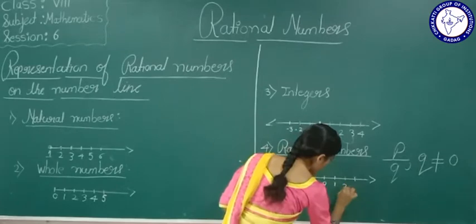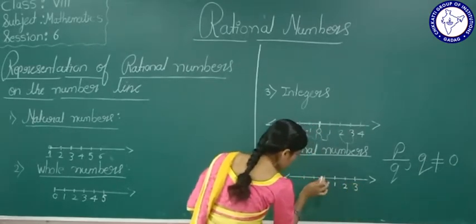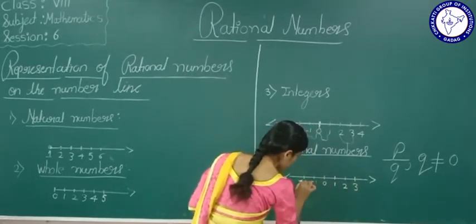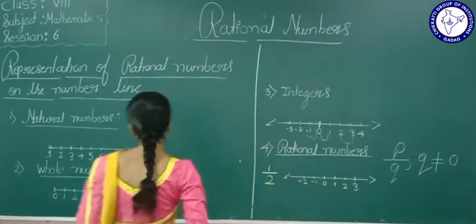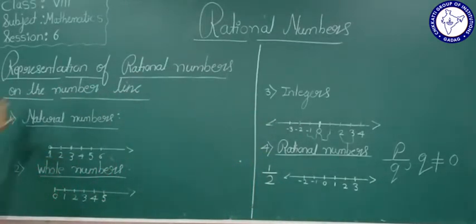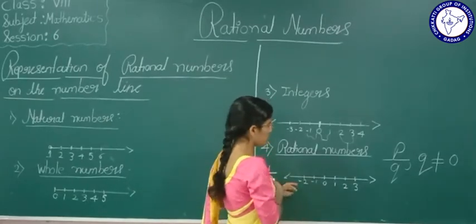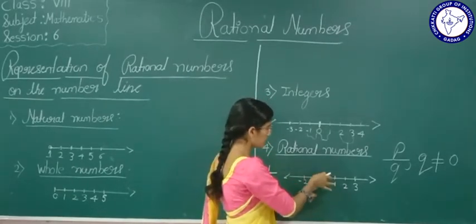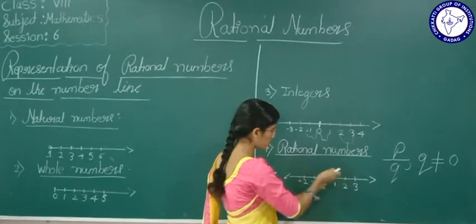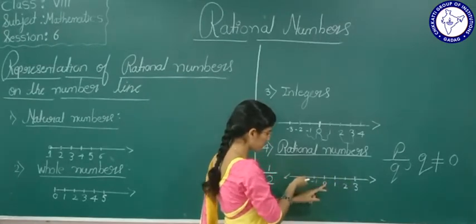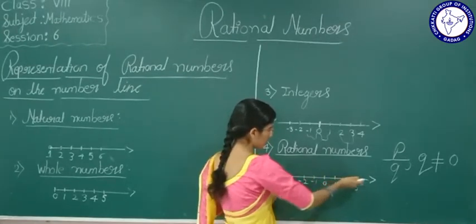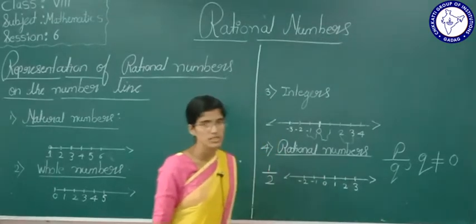Zero, 1, 2, 3. On the left side of 0 we have -1, -2. See here, representation of rational numbers on the number line. Here on the right side of 0 we have positive numbers and on the left side of 0 we have negative numbers, and the line extends indefinitely on both sides.